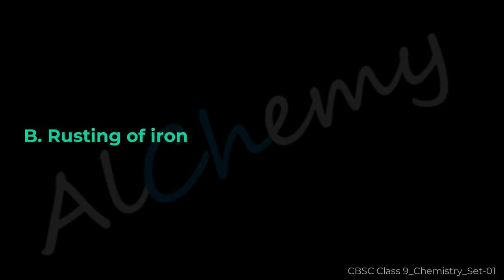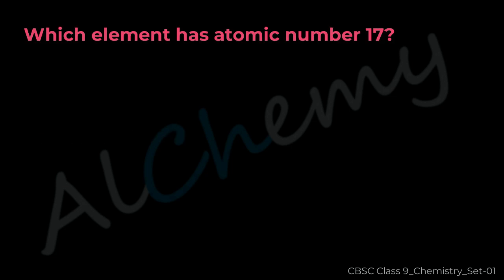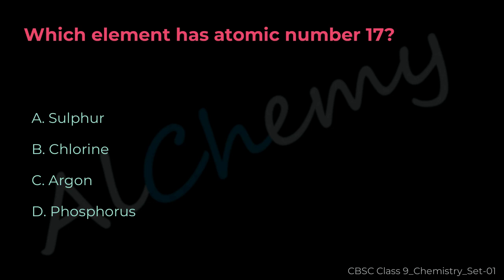The correct answer is B. Rusting of iron. Question 39. Which element has atomic number 17? A. Sulfur. B. Chlorine. C. Argon. D. Phosphorus.